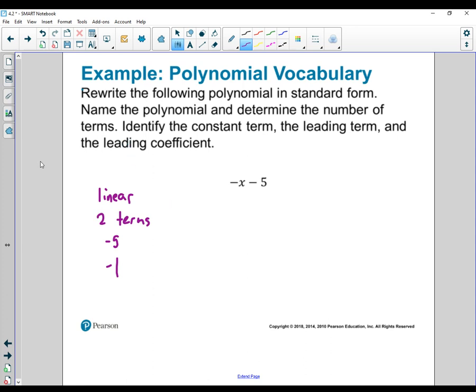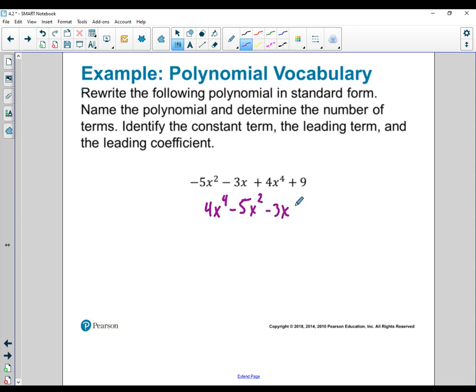And I don't want to spend too much time on this one. I want to make sure we can get to some other ones. So I'm going to keep going maybe to this one. So rewrite it in standard form. So x to the 4th is highest, so I'm going to write that 4x to the 4th here. The next highest is x squared, so that -5x squared, then -3x plus 9 in that descending order.